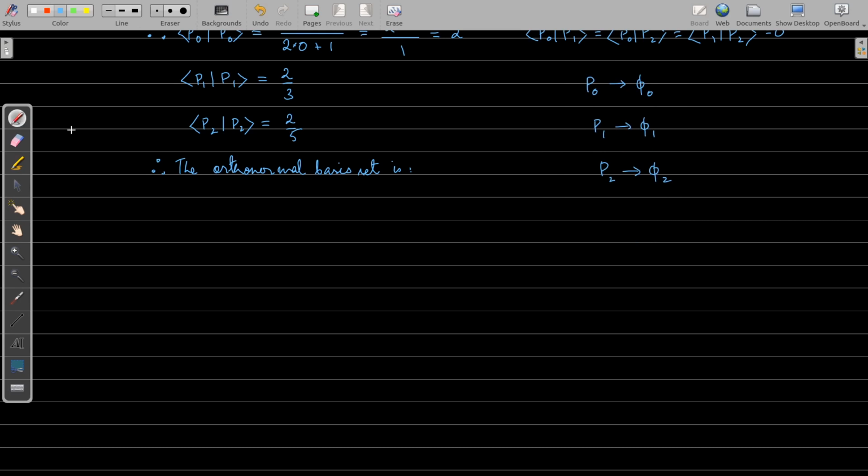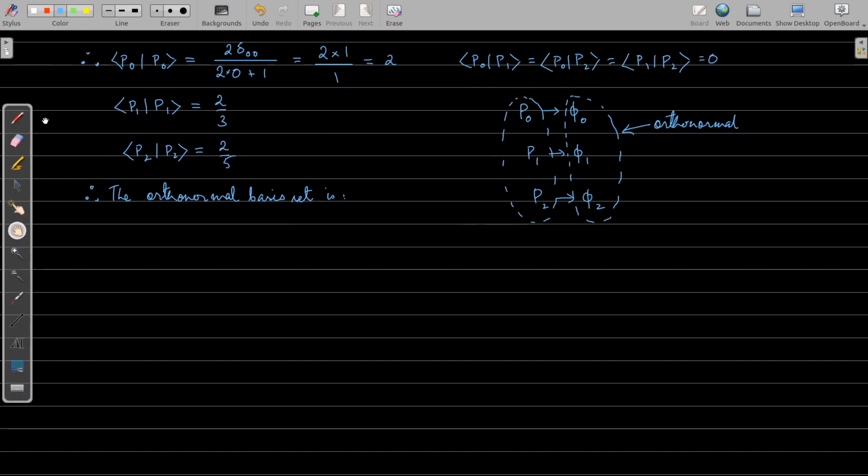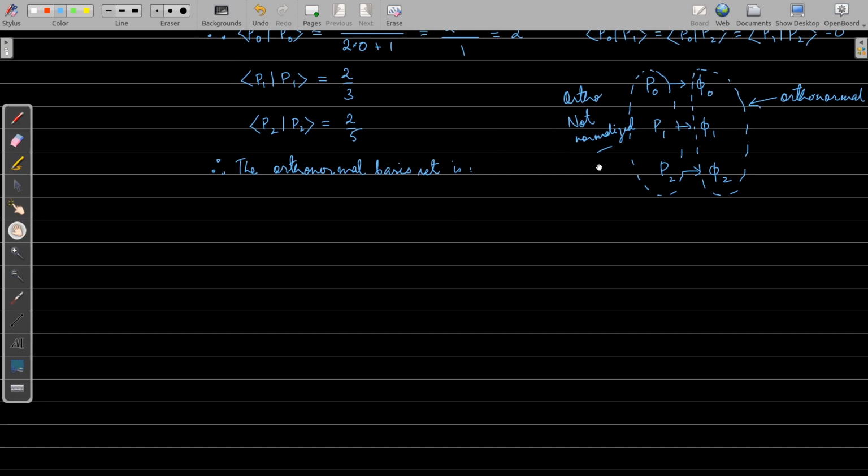Over here, these will be orthonormal. But these are orthogonal but not normalized. This we already know, as we can see from here: the result is not 1. So they are orthogonal, but they are not normalized. So how do we go about doing that?